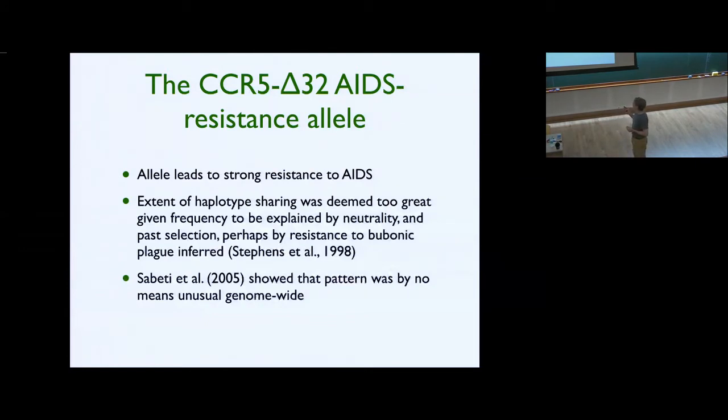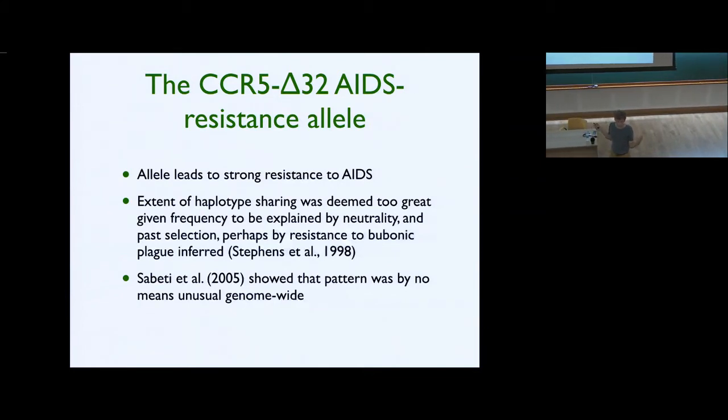And so they were speculating, and this was a Nature paper, that it could have been bubonic plague. Okay, and a lot of us at the time just facepalmed, right? Because we didn't believe it. Because you have no idea whether you're basically comparing it to a theoretical null distribution. You don't know whether this is true genome-wide, right?